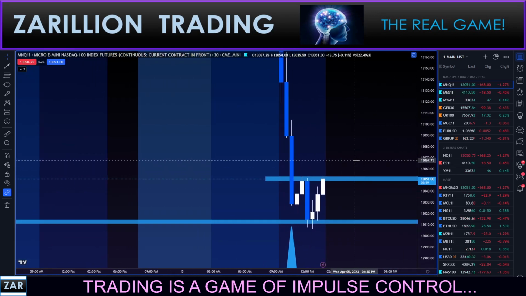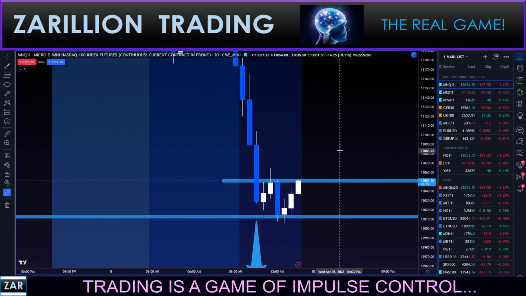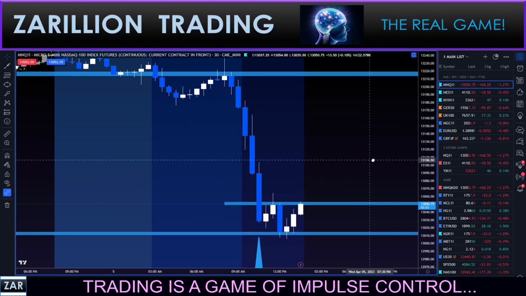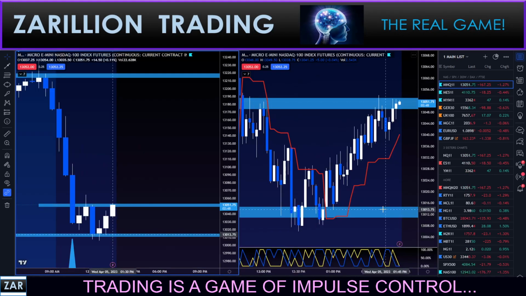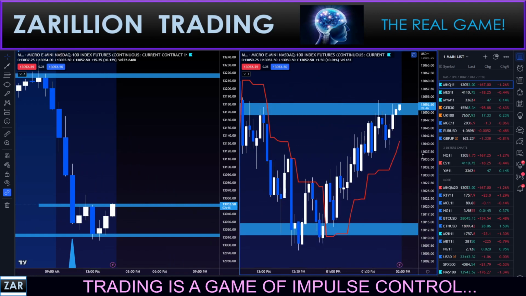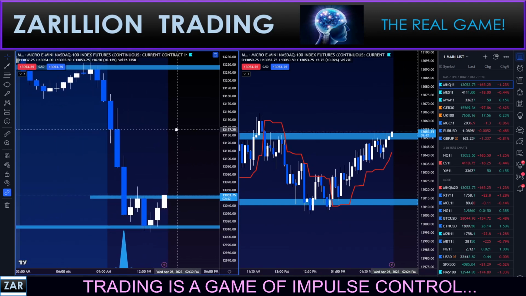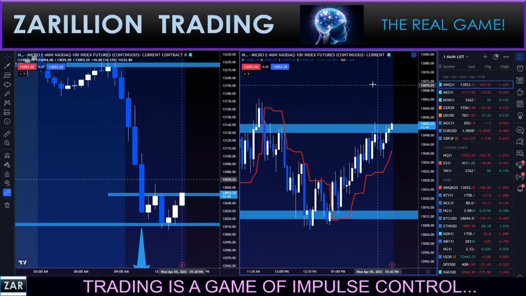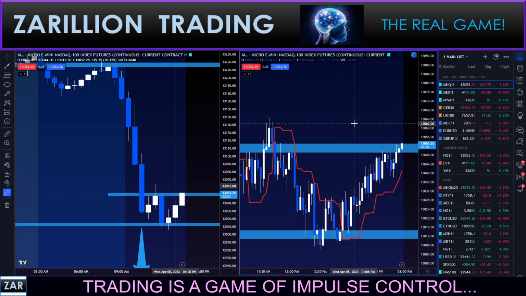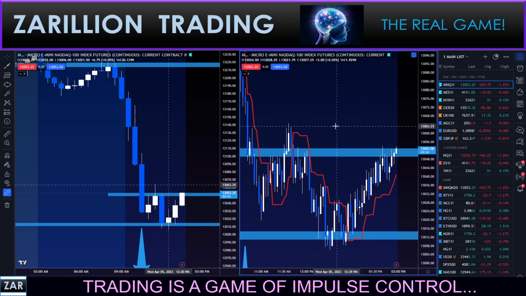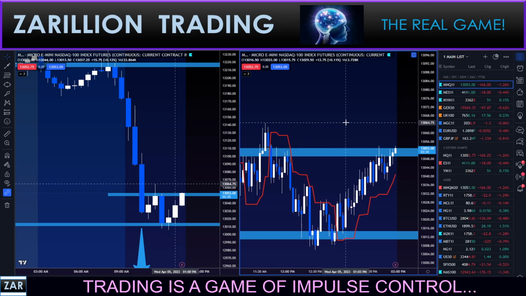If we get a close above here, I might be looking for a long. Could also go short on this one. It all depends on what happens next and what we see on this lower time frame here, this 3-minute chart. So it's a 30-minute chart on the left-hand side, a 3-minute chart on the right-hand side. And that's just an ATR moving average. It's a basic indicator I sometimes play with just for fun.